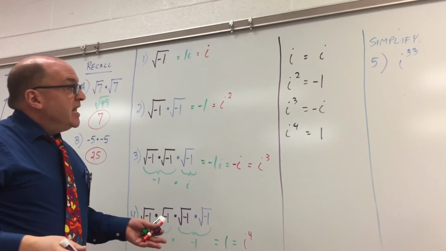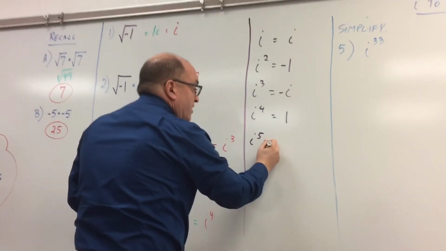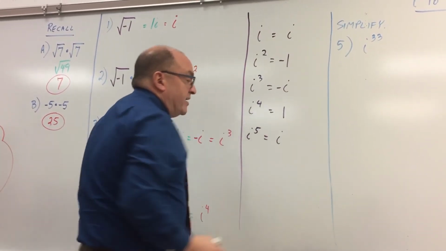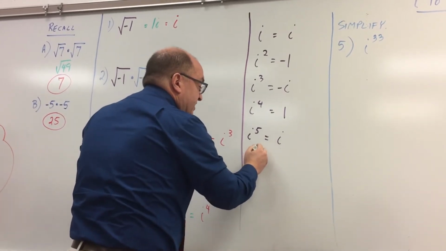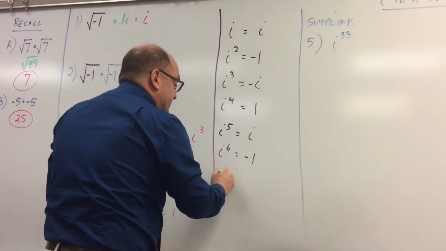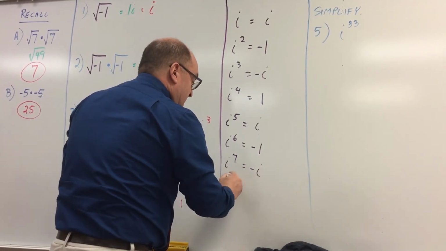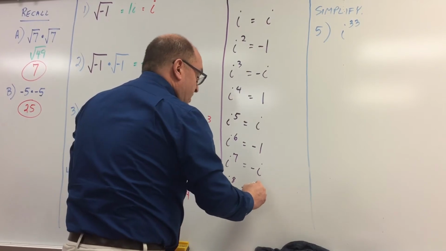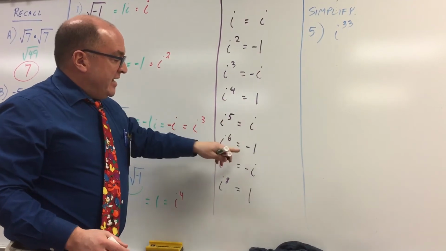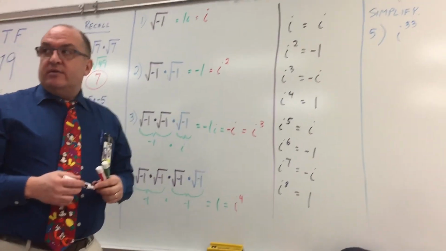And what happens is, it starts all over again once we go to i to the 5th. i to the 5th, okay, when you take 1 times i, you get i. i to the 6th then becomes -1. i to the 7th becomes -i, and i to the 8th equals 1. So it goes i, -1, -i, 1. i, -1, -i, 1. And it just keeps repeating every 4th exponent. Okay?